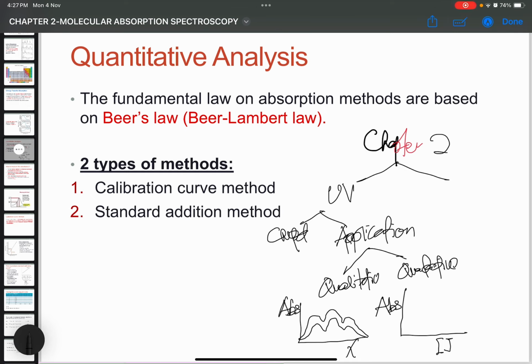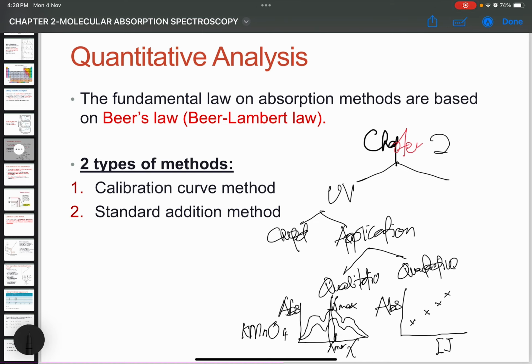For example, the one that we did in our UV experiment is analyzing potassium permanganate. Each compound has its own lambda max. Tak berapa nak lurus saya lukis. This is called lambda max, which is where the absorbance is the highest. When we convert into quantitative analysis, we fix the wavelength at the lambda max, and the result we obtain is like this.